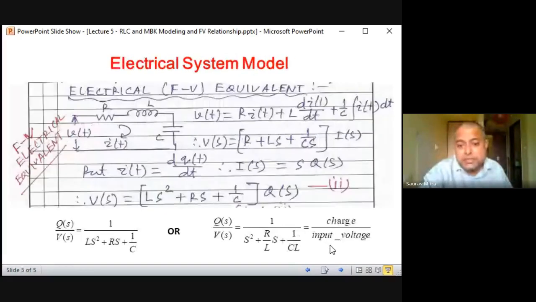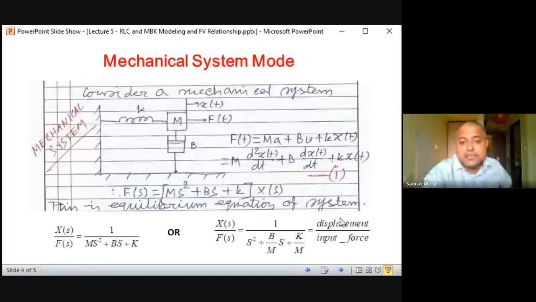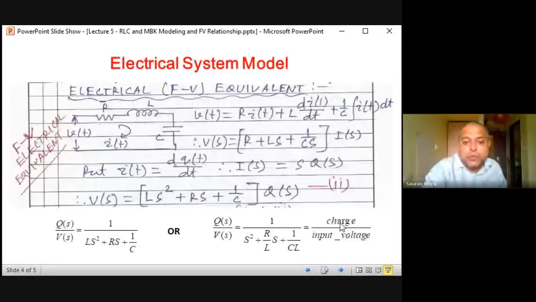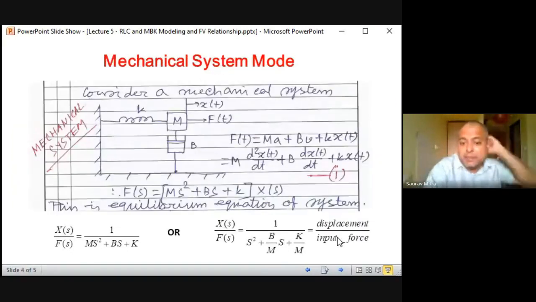So whatever is charge in case of electrical circuit, the same thing is displacement in case of mechanical circuit. Whatever is the input voltage in case of electrical circuit, given by capital V, the same thing is force in case of mechanical circuit. This is called the FV analogy, that is force voltage analogy.